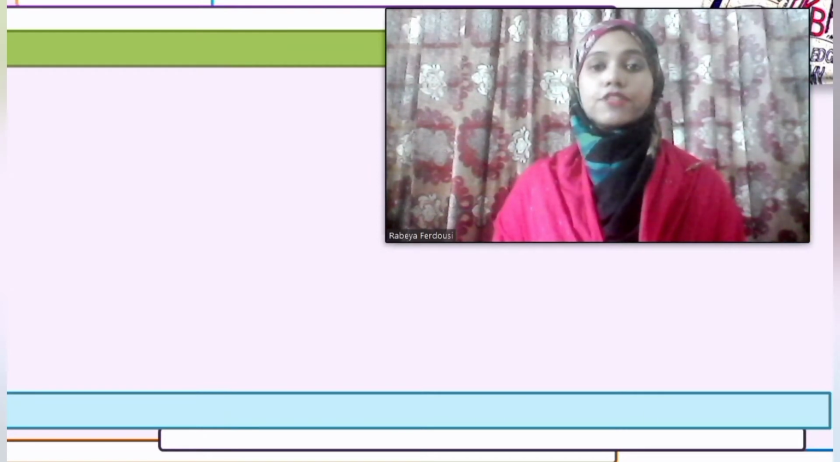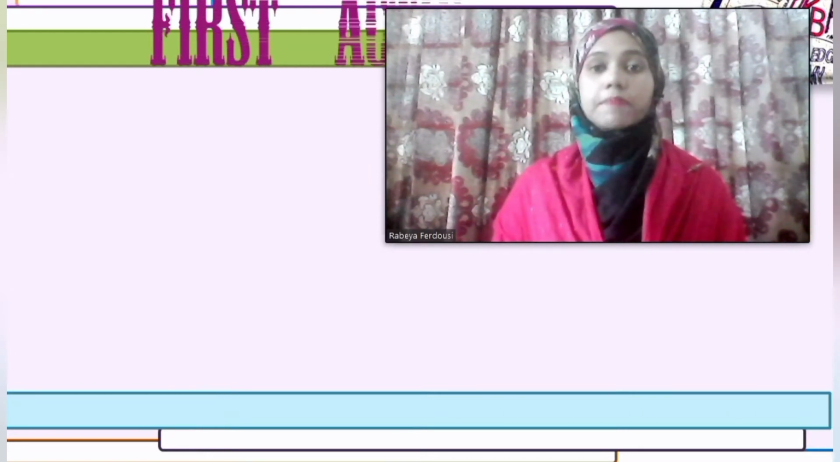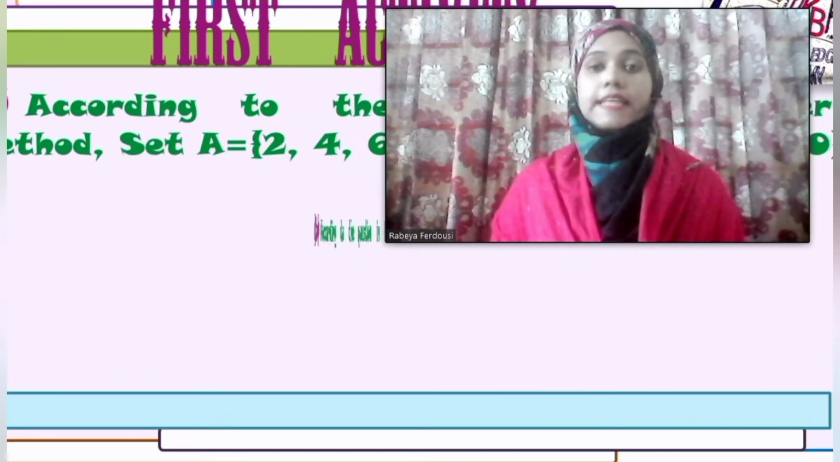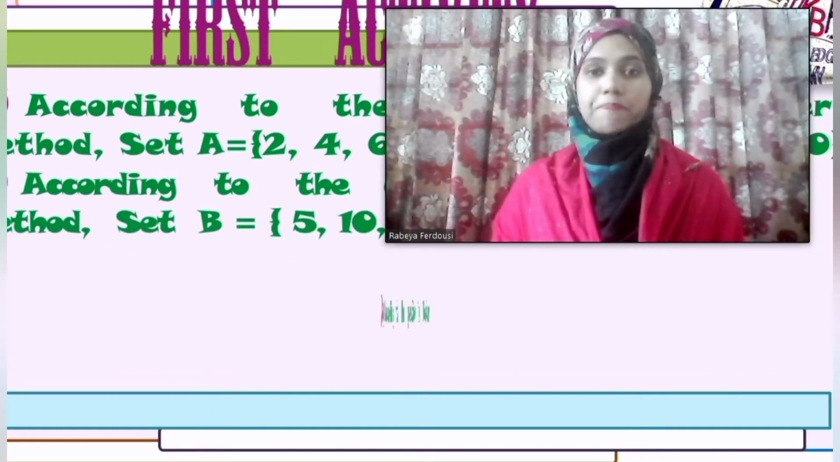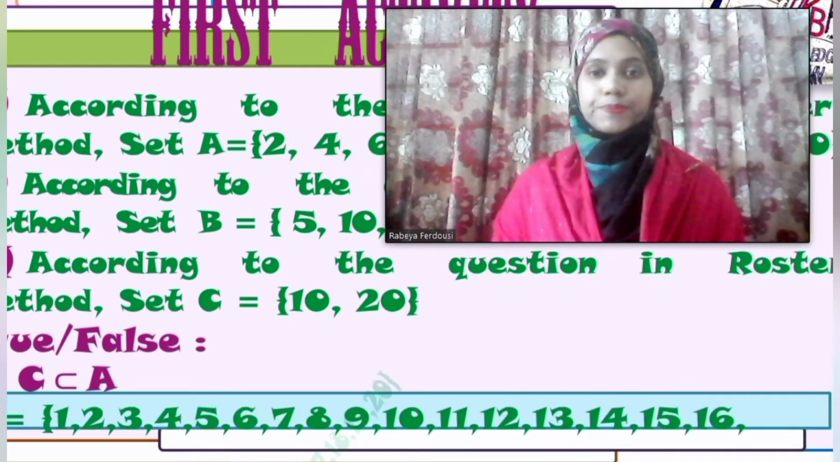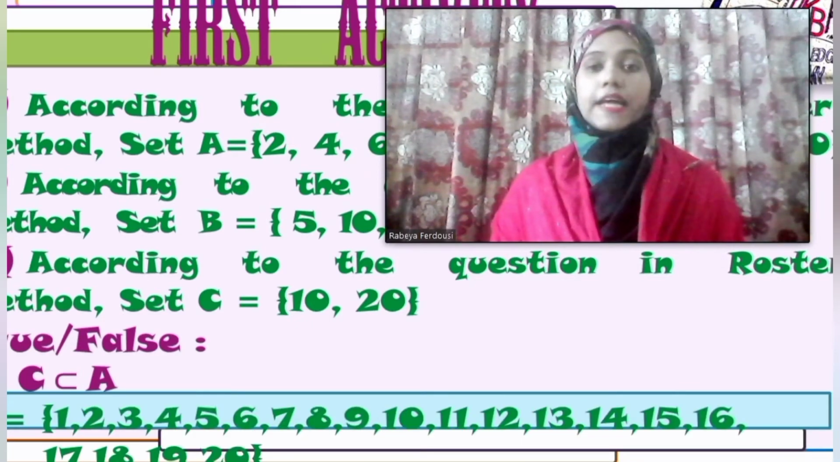After that, according to the question in roster method, the elements of subset B will be {5, 10, 15, 20}, because these elements are divisible by 5 and set B is a subset of universal set U. After that, according to the universal set U in roster method, the elements of set C will be {10, 20}, because these elements are divisible by 10 and set C is also a subset of universal set U. So these were the expressions of subsets A, B and C in roster method.